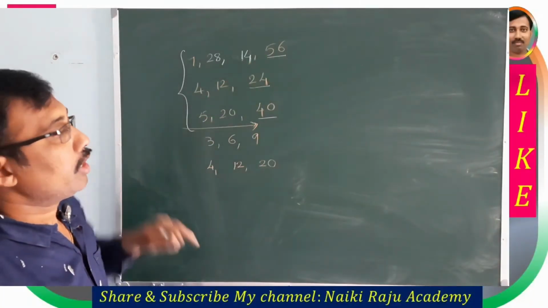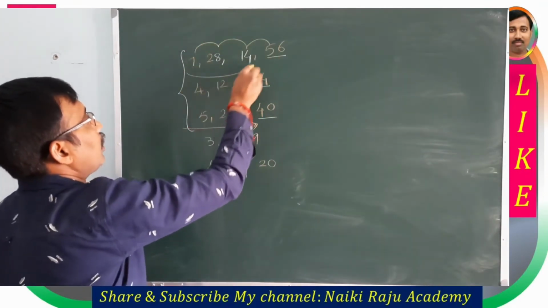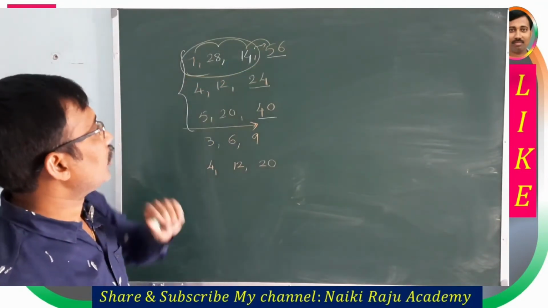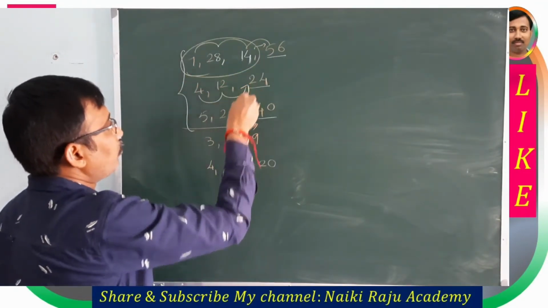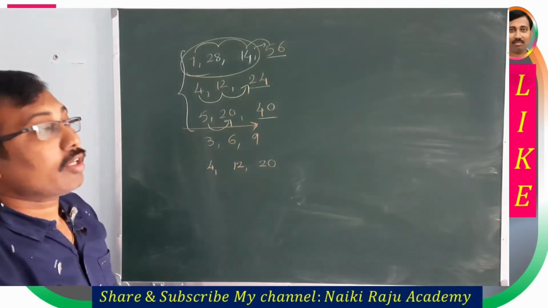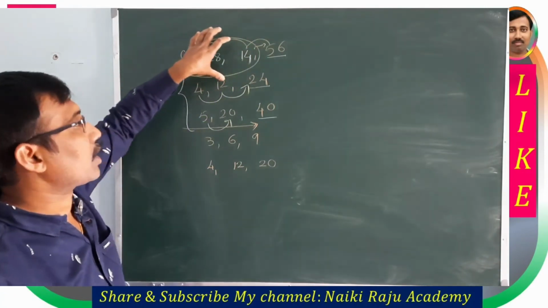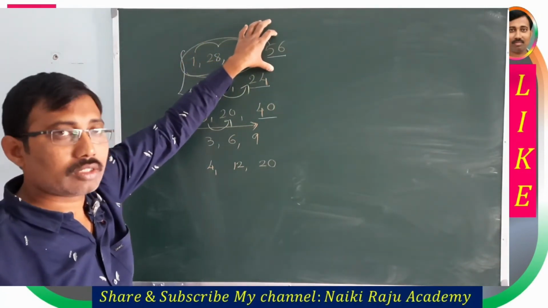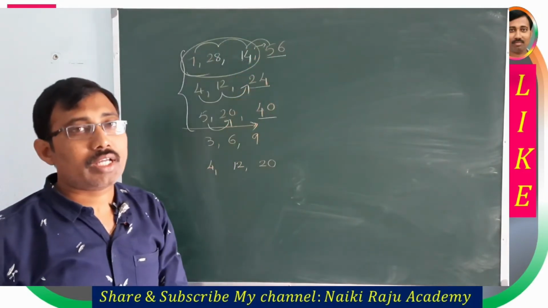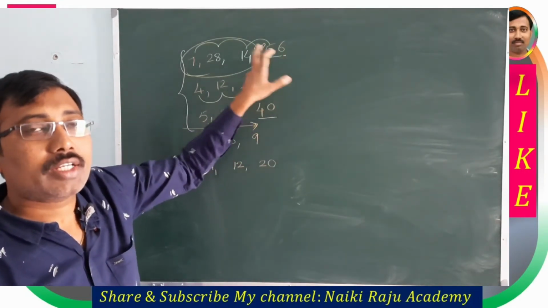Next one. Observe the remaining numbers. These three are the factors of this number. These three are the factors of this number. These are the factors of 24. These three are the factors of 40. When the small numbers are factors of the big number, the LCM of the numbers is equal to the big number. The highest number is the LCM of the given numbers.